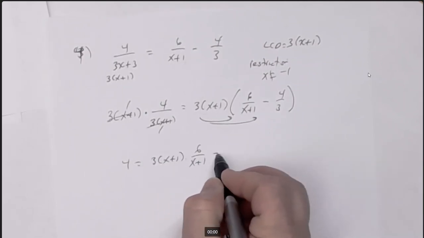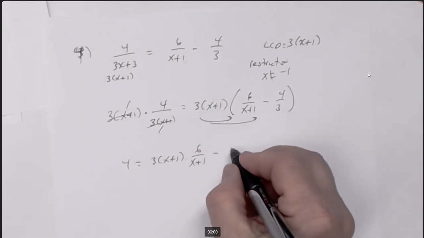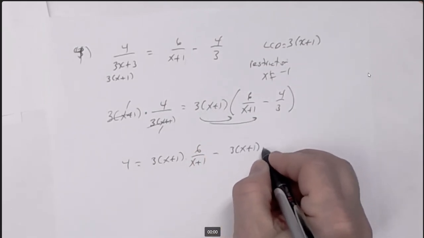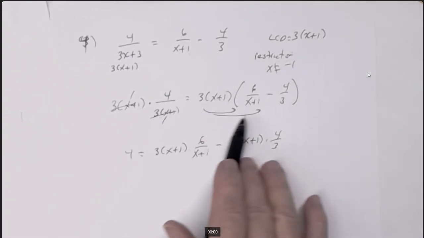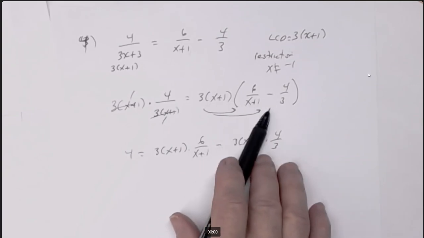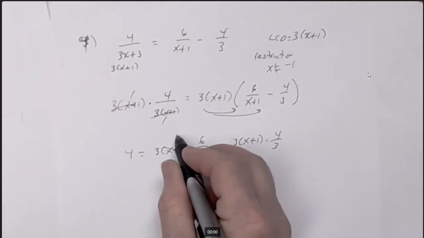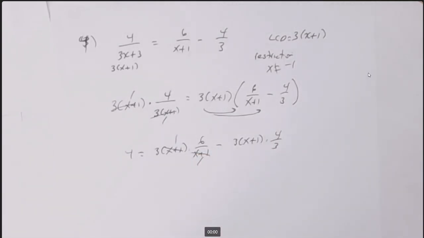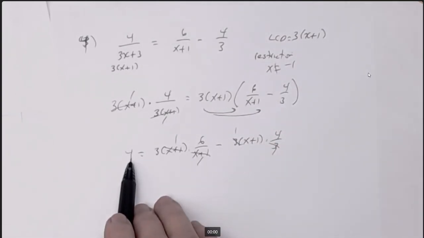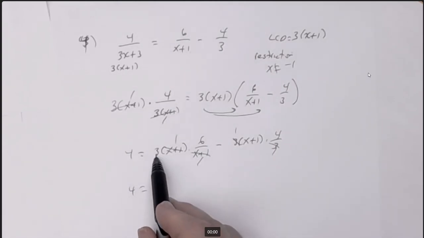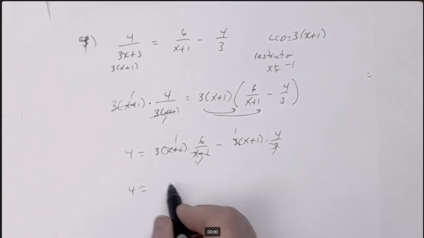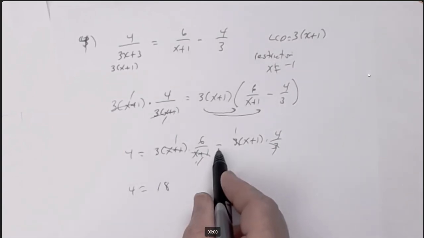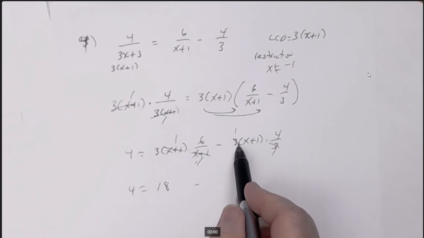Okay, now reducing just like I did here. Remember, the whole purpose of multiplying by the LCD is to get rid of those denominators. The x plus 1's divide out, just like that, and these 3's divide out. And so I have 4 equals 3 times 1 times 6, which is 18. Subtract 1 times x plus 1 times 4, which is 4 times x plus 1. So that's what I have.